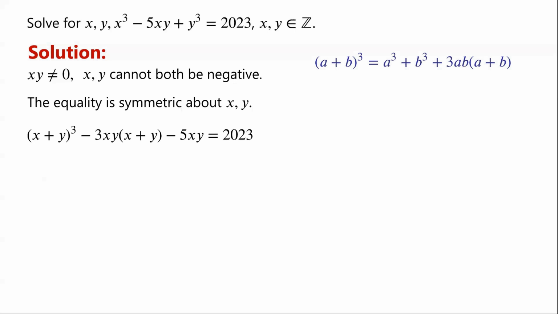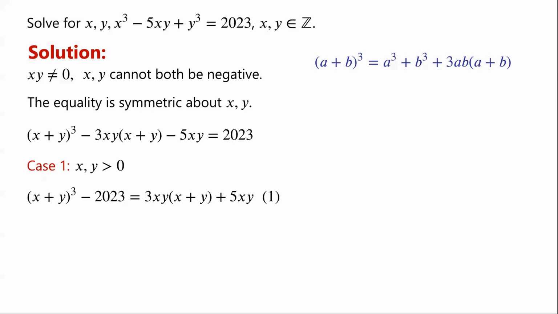So the equation can now be written as (x plus y) cubed minus 3xy times (x plus y) minus 5xy equals 2023. We divide the problem into different cases. Case 1: both x and y are greater than 0. Rearrange the equation by moving terms containing x times y to the right side of the equation, and moving 2023 to the left side of the equation. The two terms on the right side have a common factor of x times y, so they can be written as xy times (5 plus 3 times (x plus y)).